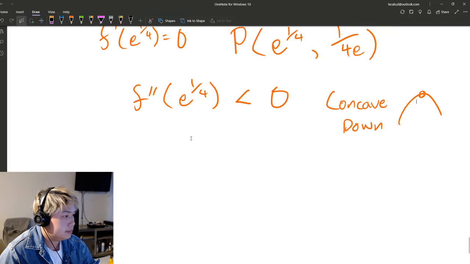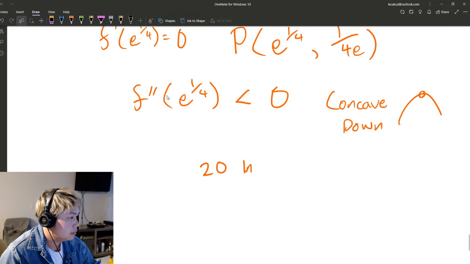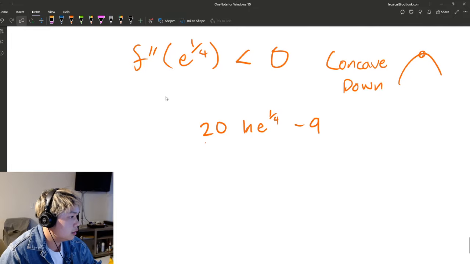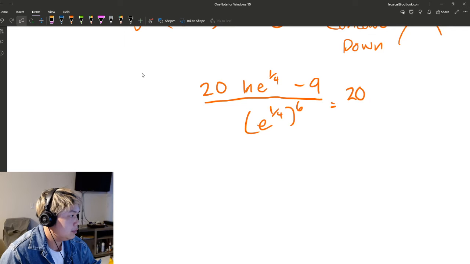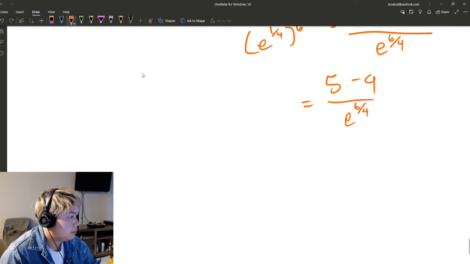So 20 natural log e to the 1/4 minus 9, over e to the power of 1/4 to the power of 6. Okay. So let's see if this is actually going to be negative. So this is going to become 20 times 1/4 minus 9 over e to the 6 over 4, which is 5 minus 9 over e to the 6 over 4. So this becomes -4 over this thing.